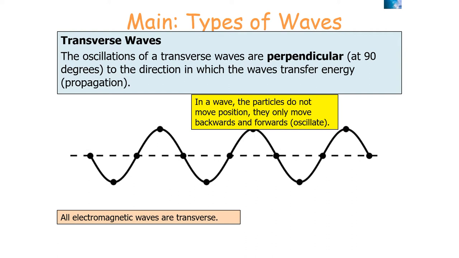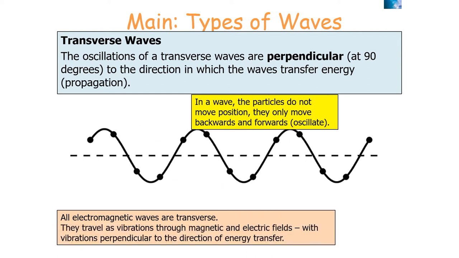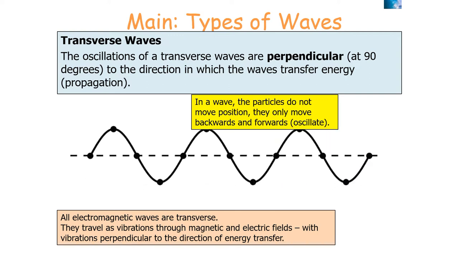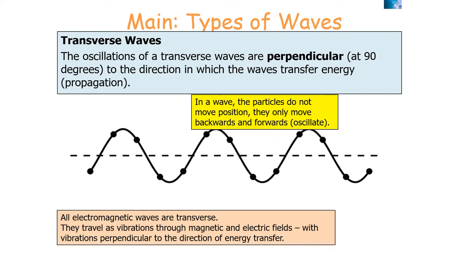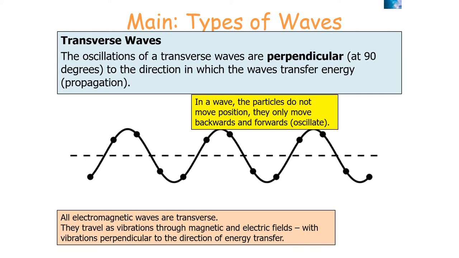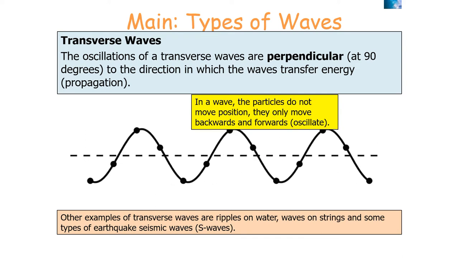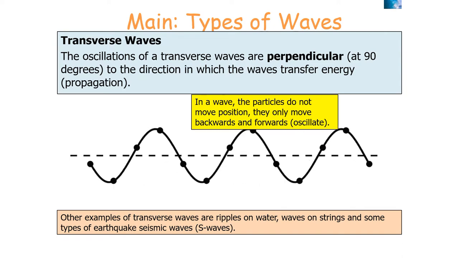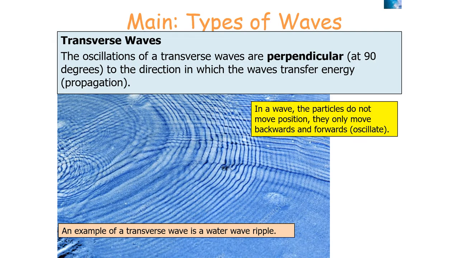Now again, in a wave, the particles don't move position, they'll only oscillate. Now all electromagnetic waves are transverse, and they travel as vibrations through the magnetic and electrical fields, with the vibrations perpendicular to the direction of energy transfer. Now other examples of transverse waves include ripples on a water wave, waves on a string, in some types of earthquake seismic waves, S waves. So an example we've got here of a transverse wave is a water wave ripple.